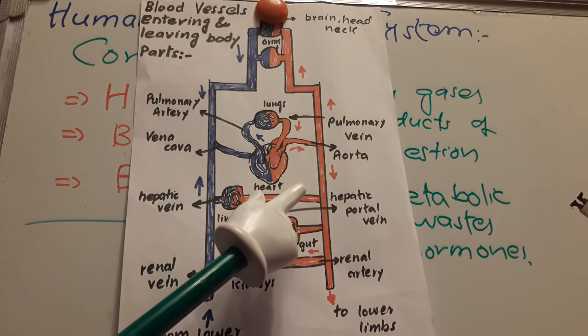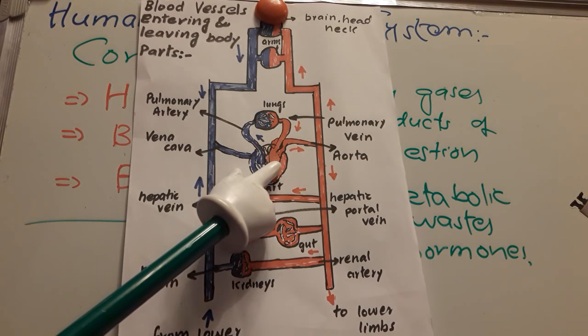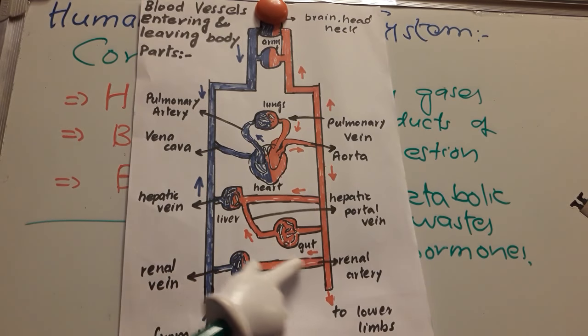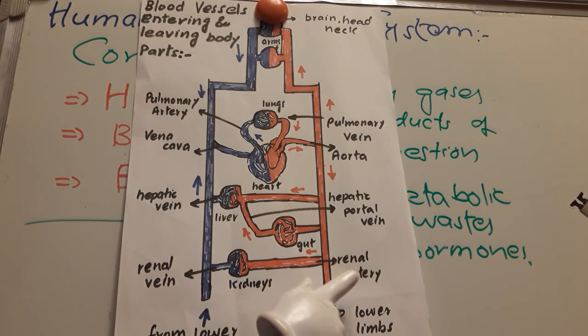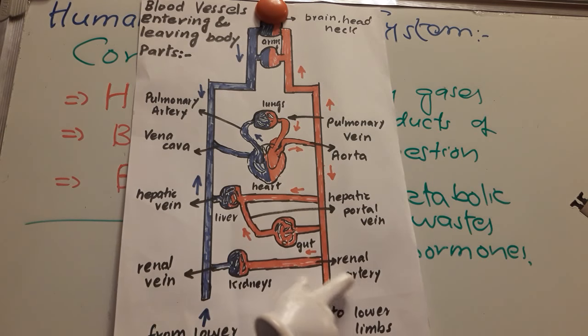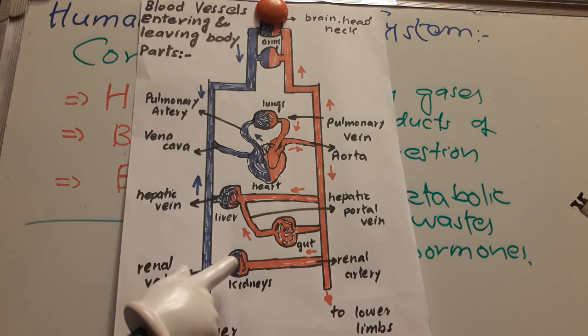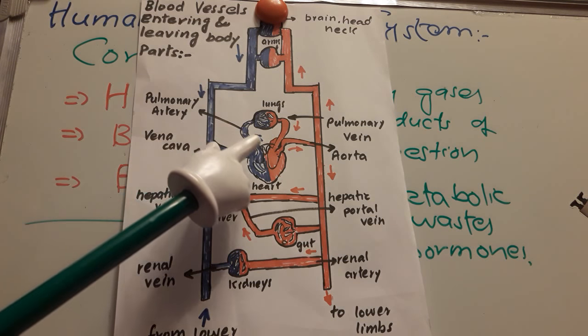In the second circuit, or circuit 2, this blood, which is now oxygenated, is transported to the different parts of the body. These are the different arteries that provide oxygenated blood to different organs. For example, this is the renal artery that provides oxygenated blood to the kidneys, and here the blue color shows the veins. These veins collect deoxygenated blood and dump it back into the heart.